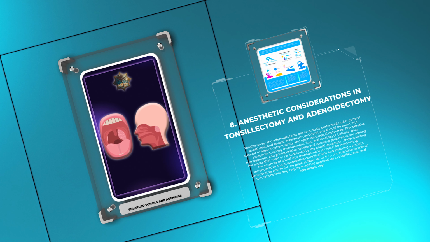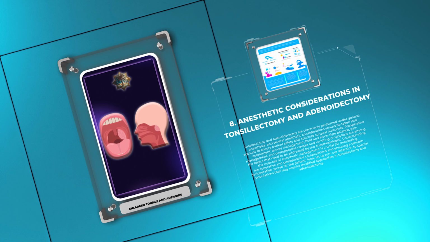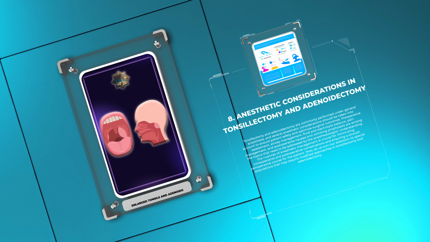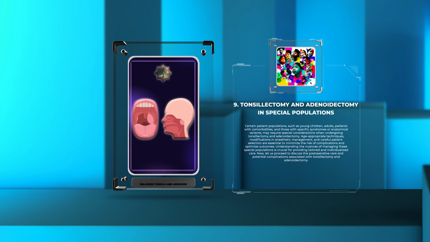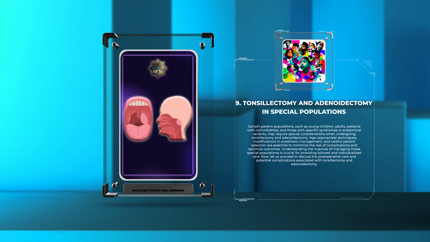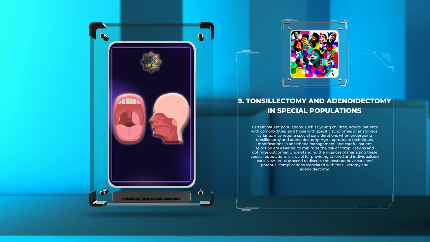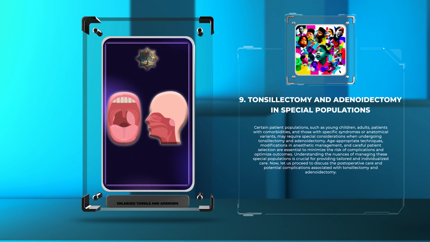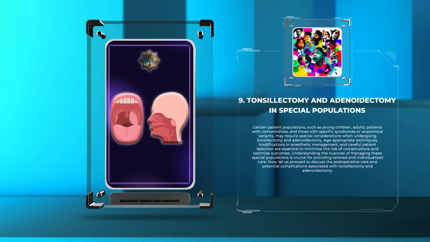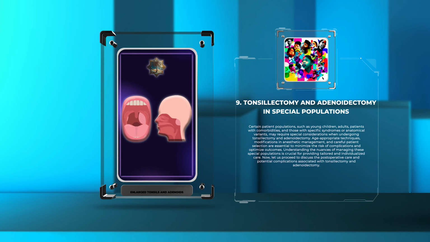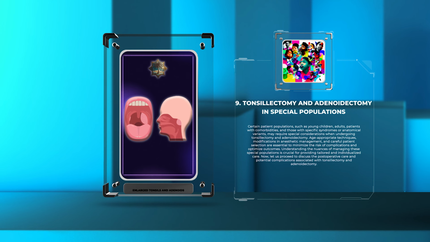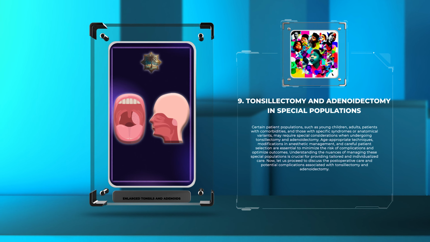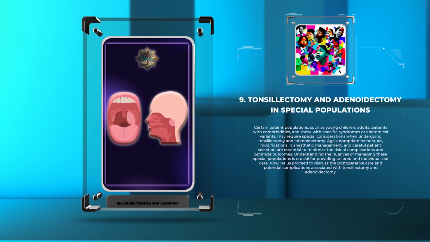Now, let us turn our attention to special populations that may require modified approaches in tonsillectomy and adenoidectomy. Certain patient populations, such as young children, adults, patients with comorbidities, and those with specific syndromes or anatomical variants, may require special considerations. Age-appropriate techniques, modifications in anesthetic management, and careful patient selection are essential to minimize the risk of complications and optimize outcomes. Understanding the nuances of managing these special populations is crucial for providing tailored and individualized care.